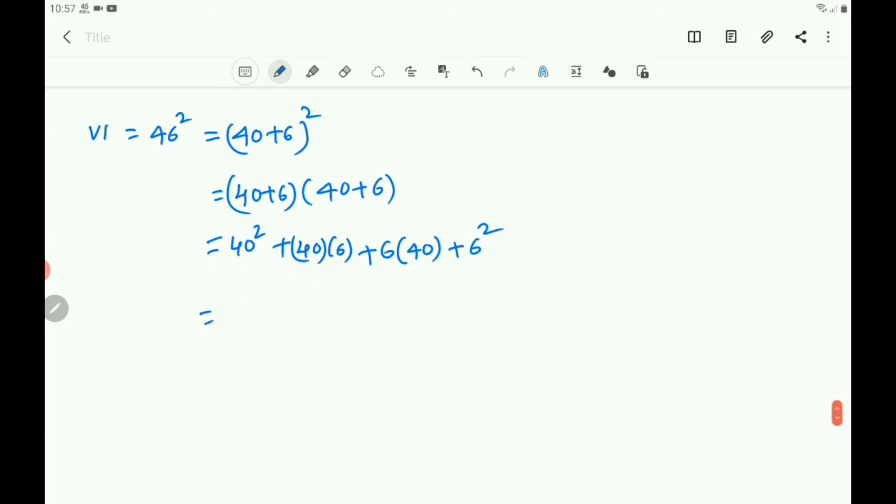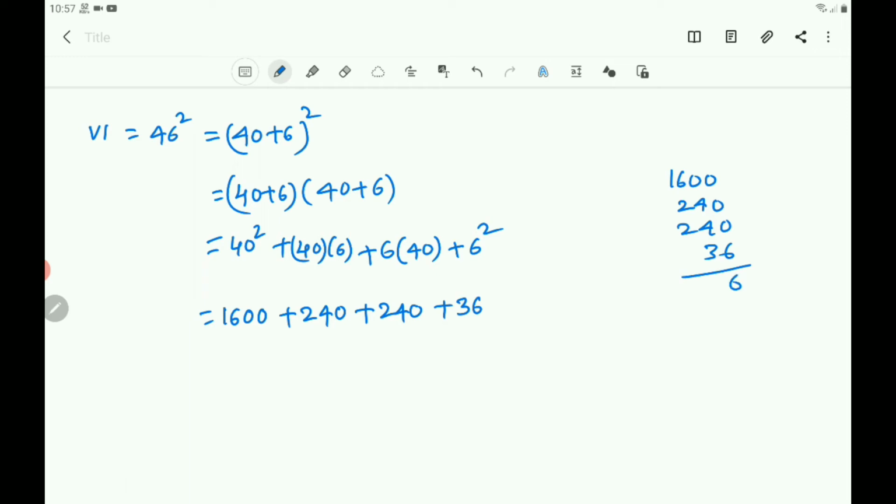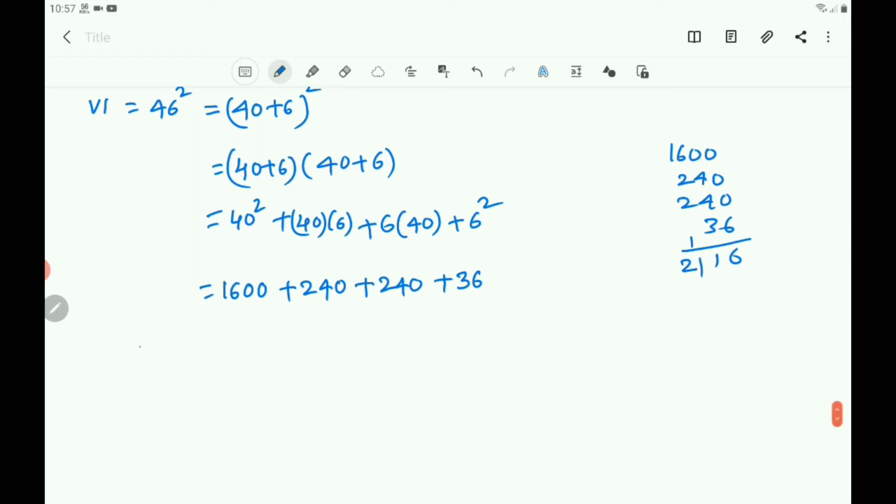So you write 40 square is 1600, plus 40 into 6, 4 6s are 24, 240. Then 6 4s are 24, it is also 240, plus 6 square is 36. Then find the sum of these four: 1600, 240, 240, 36. You will get 2116. Then 46 square equals 2116.